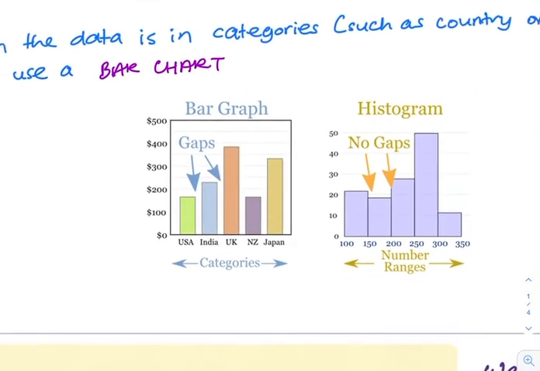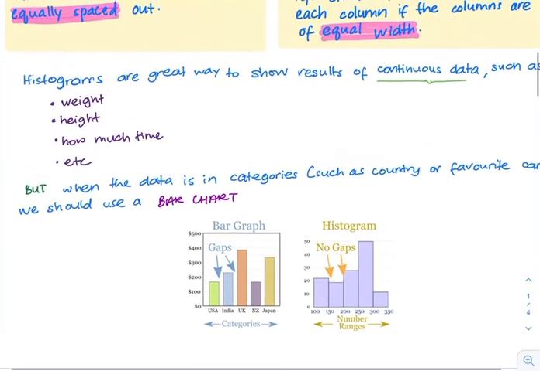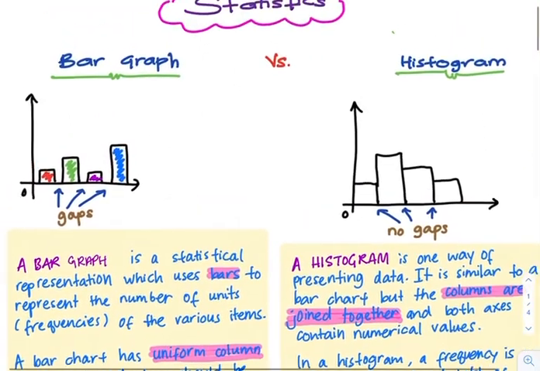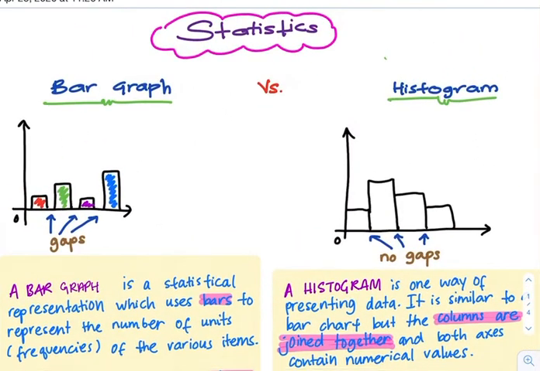Okay, so I hope you learned something about today's lesson on statistics, which is bar graph versus histogram.